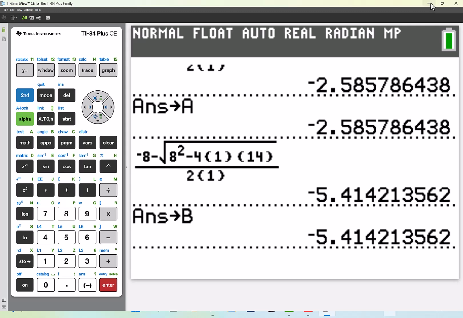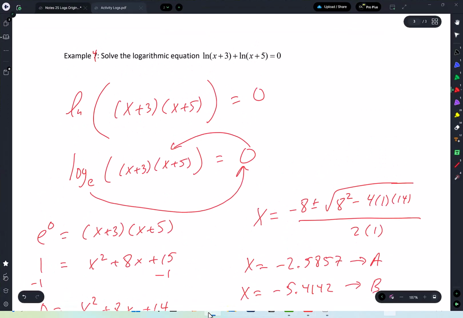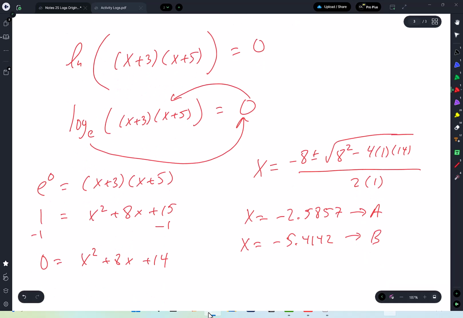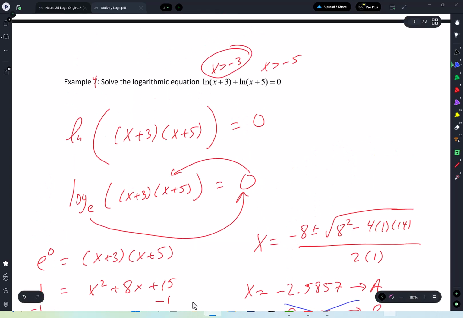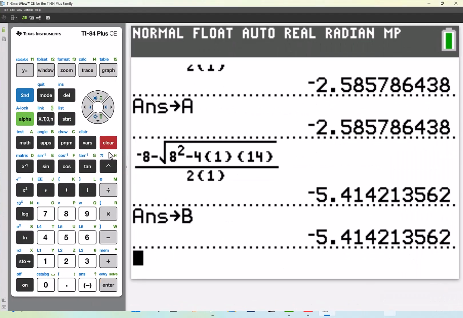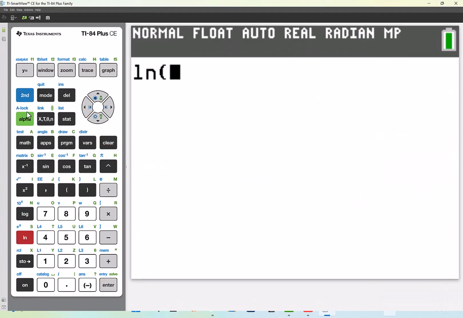Looking at the domain, let's see which one can I not be. X plus 3, so x has to be greater than negative 3. X has to be greater than negative 5. So using the most restrictive one, it can't be that one. But even if we were to try it, you'll see right now, you would still figure it out. So I already stored it in A and B. So x plus 3, x plus 5. I think I can remember that. So check it out. Natural log is next to the number 4. Natural log A plus 3 plus natural log A plus 5, and I better get 0.